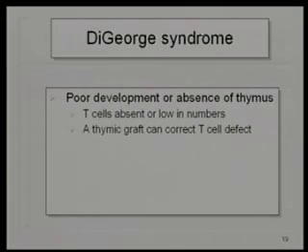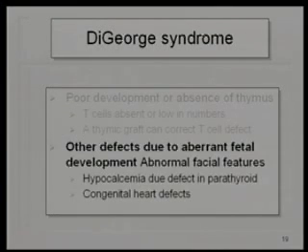The treatment I did not mention for severe combined immunodeficiency, I'll do that in a minute. But a thymic graft can correct the T cell defect. But it is also associated with other defects due to aberrant development, and that may result in abnormal facial features. And I'll show you in a minute what those features are.